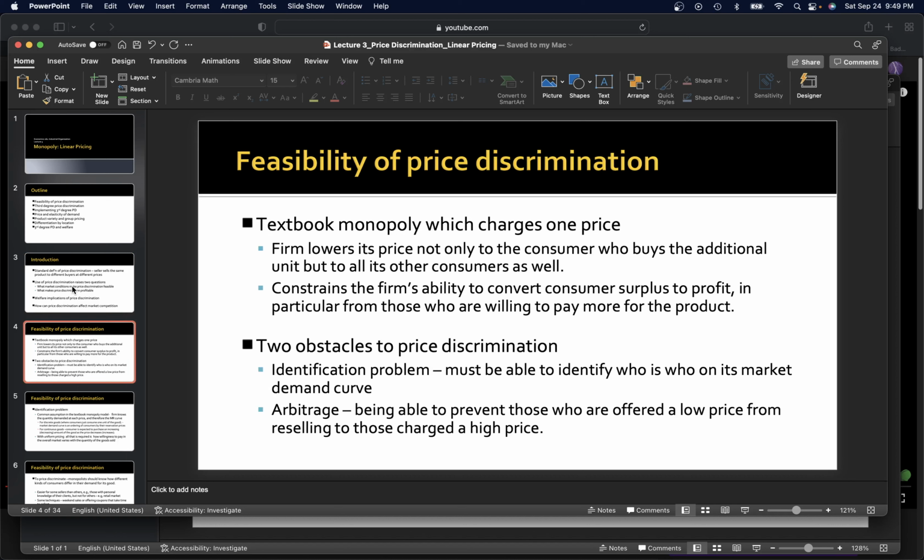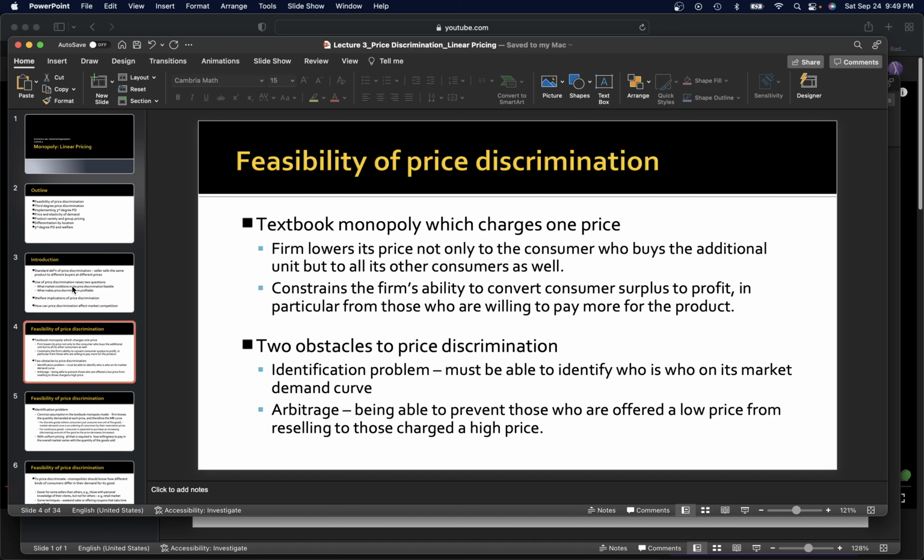Okay. Textbook monopoly charges one price. Again, the firm lowers its price not only to the consumer who buys the marginal unit, but to all other consumers as well. So it constrains the firm's ability to convert consumer surplus into profit. Okay. So if you remember that demand and supply triangle, total surplus is maximized when price equals marginal cost. And if it's possible for the monopolist to get that consumer surplus, the top half of the triangle, then that's good for the monopolist. But then he cannot because of that fundamental trade-off that we were talking about.